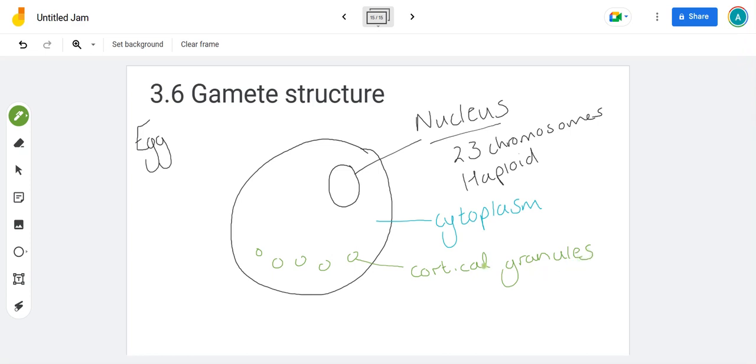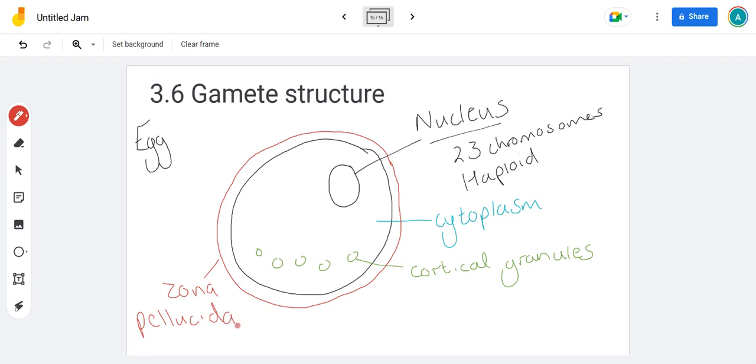The next one is called the zona pellucida. This is basically an extra layer around the outside of the cell, around the cell membrane. I'll label the membrane just so you're sure. That's the cell membrane, or plasma membrane, whatever you want to call it.